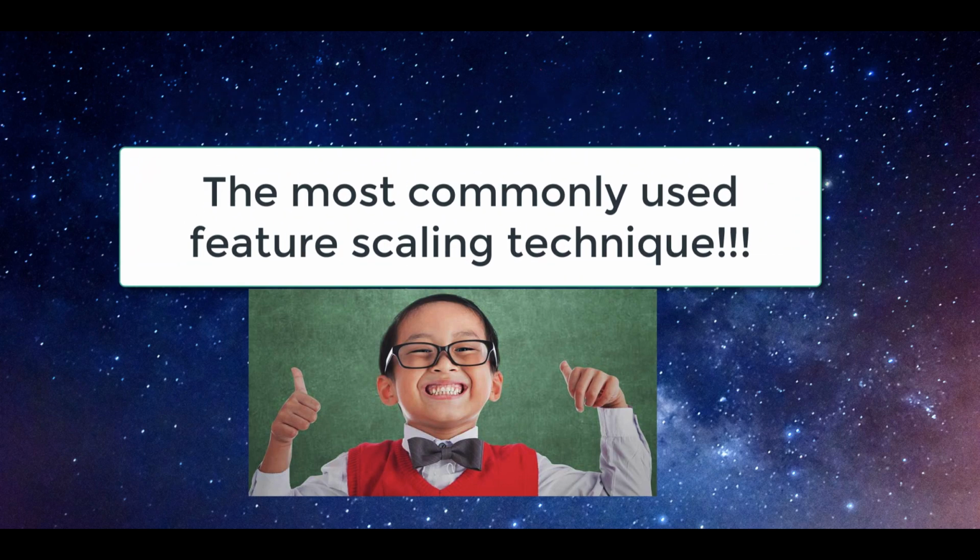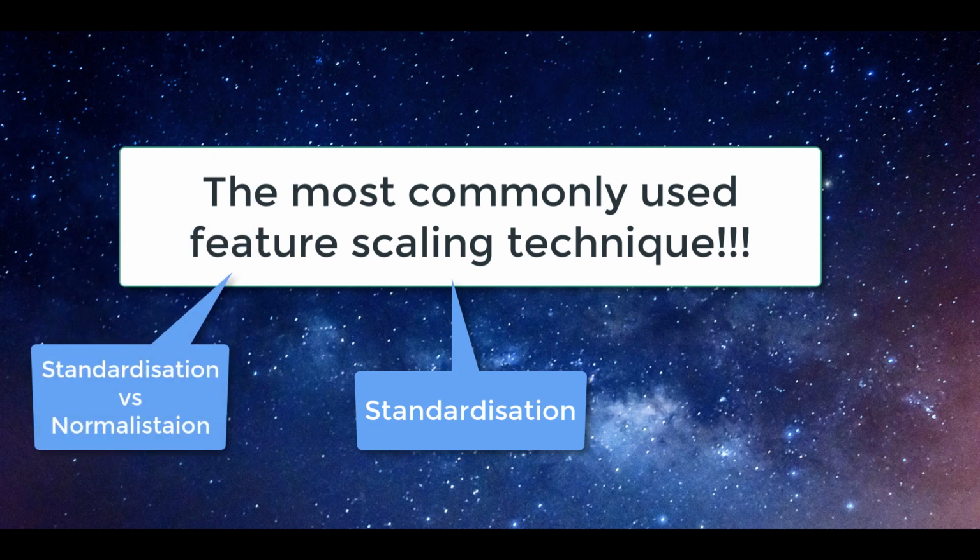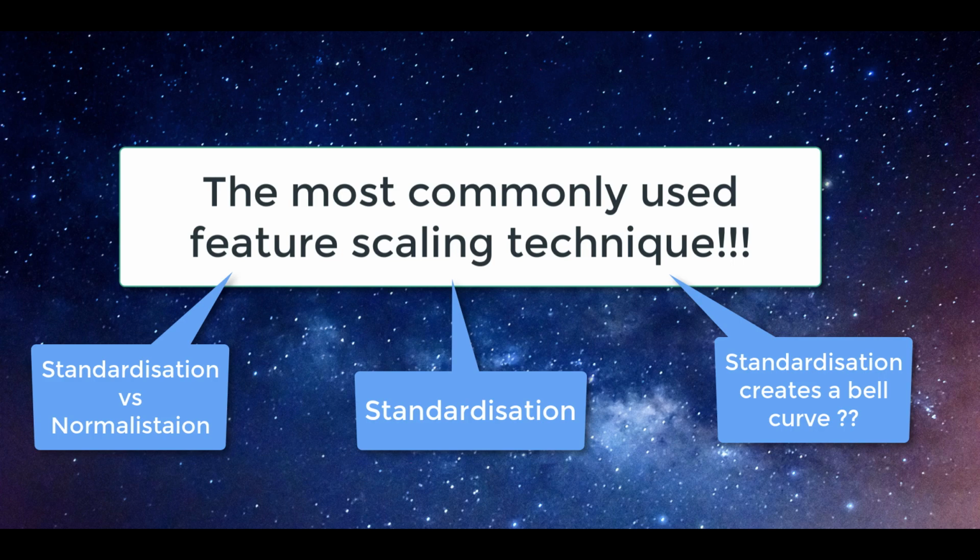Feature scaling is incomplete without talking about standardization. So, what is standardization, and is it a better feature scaling technique than normalization? Does standardizing your dataset convert it into a normal distribution?